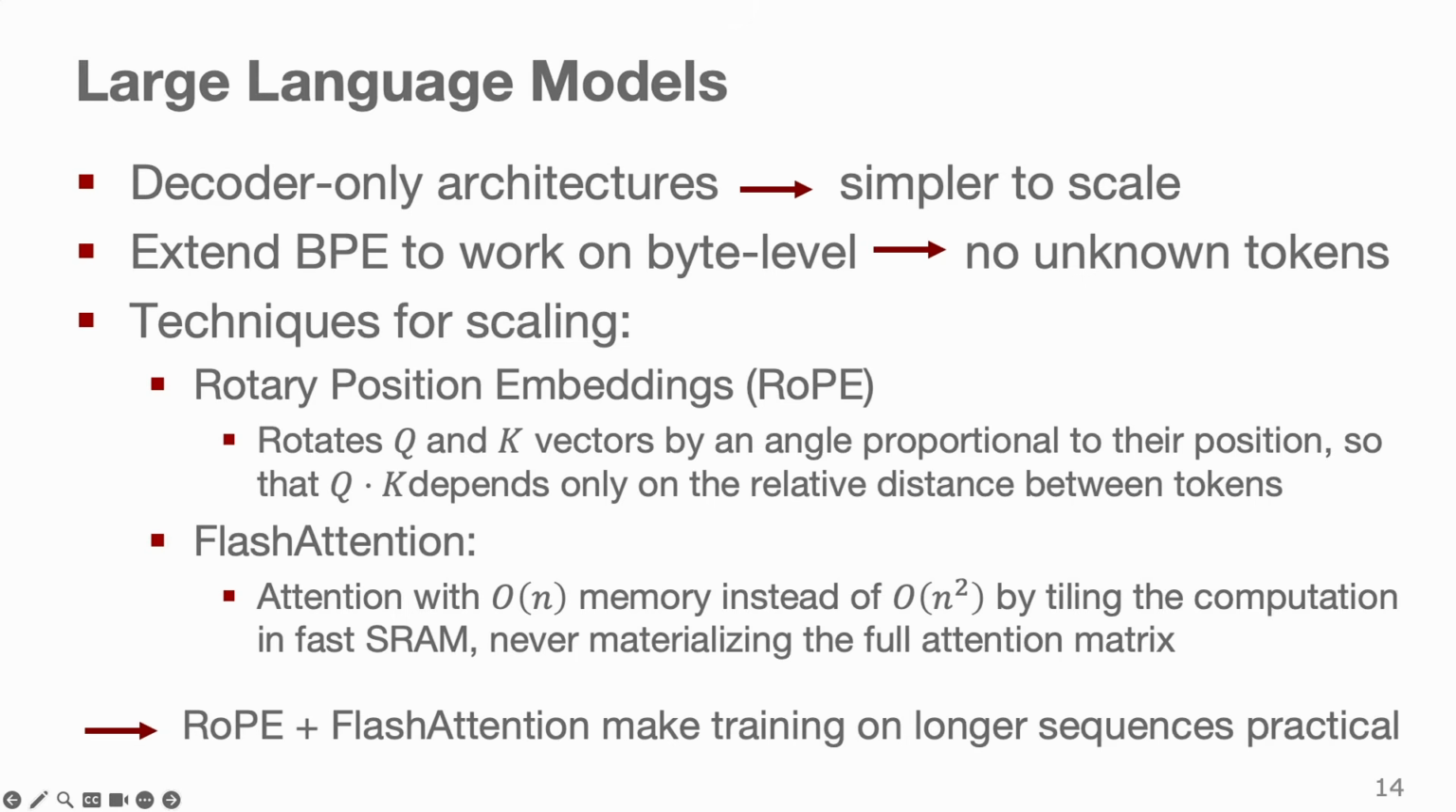And then flash attention solves the memory bottleneck. The standard attention requires materializing the full n times n attention matrix, which is n squared in memory consumption. And then for very long sequences, this becomes like a limiting factor. And then with flash attention, this tiles the computation into fast SRAM so that you never actually store that matrix, getting your memory consumption down to O of n with the same result.